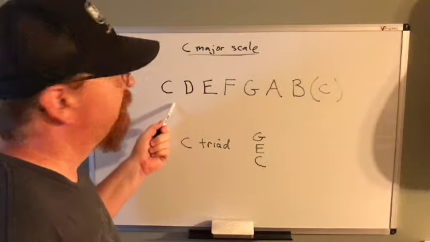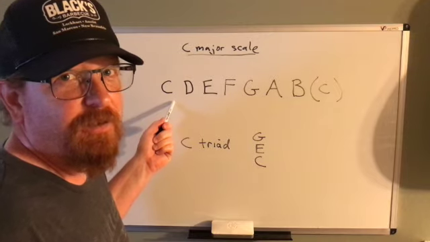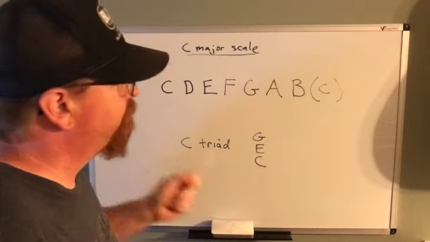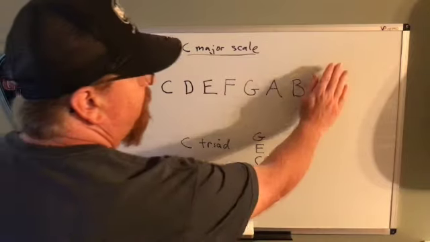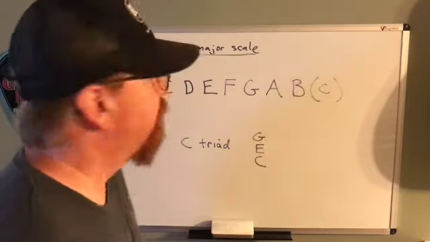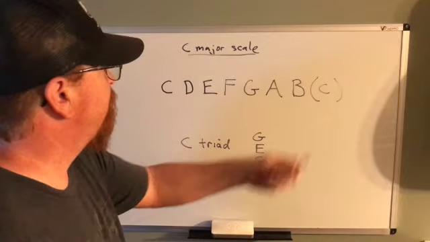This right here is just a C major scale, right? From C to shining C. Those are the 8 notes, really 7, because you don't really count the root again. 7 notes of the C major scale.